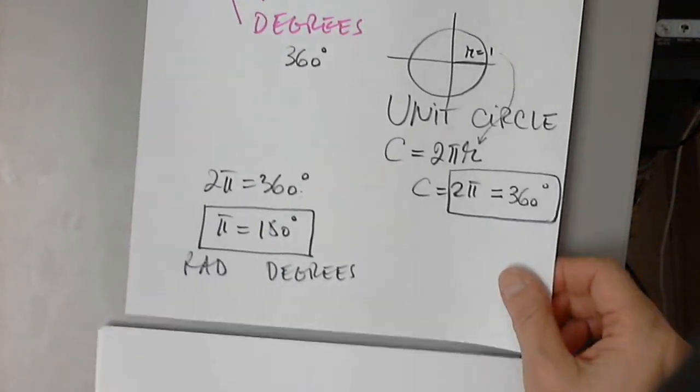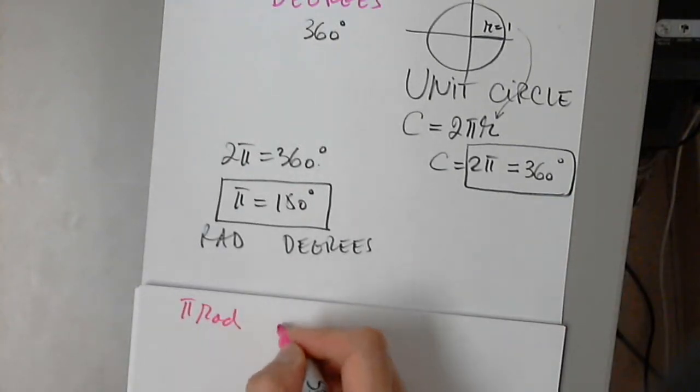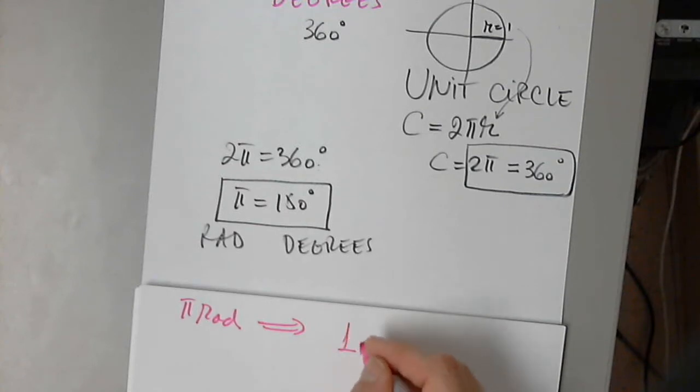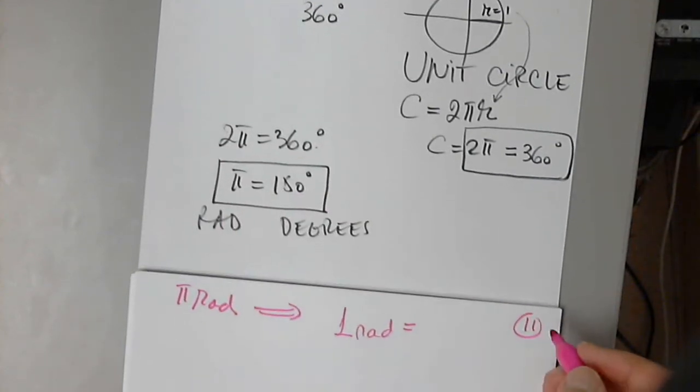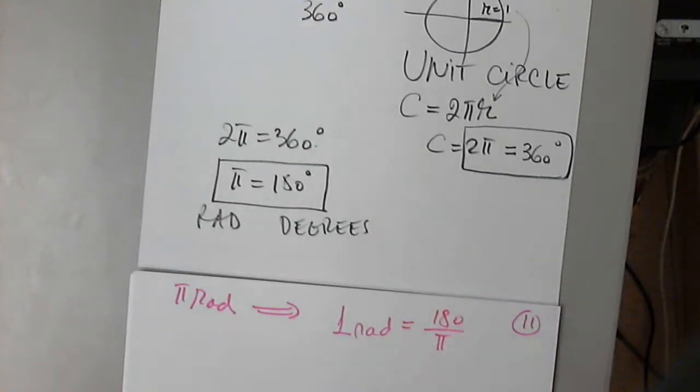But now what if I want to determine 1 radian? Not pi radians, but I want to determine 1 radian. What should I do to both sides to get 1 radian? Not 3.14 radians. I want just 1. What should I do to both sides of the equation to get just 1? Divide by pi. Very good. Thank you very much. So 1 radian is the same with 180 over pi.